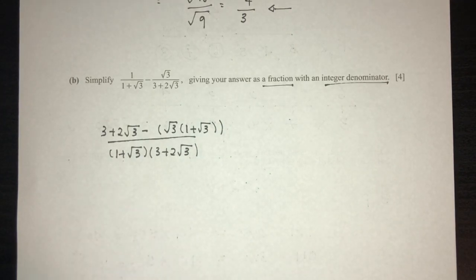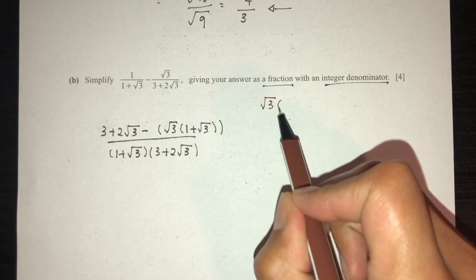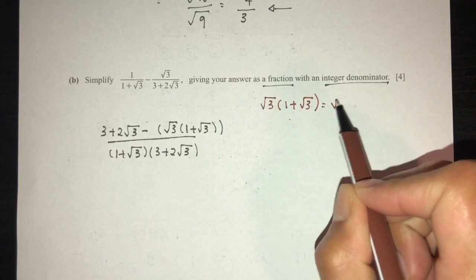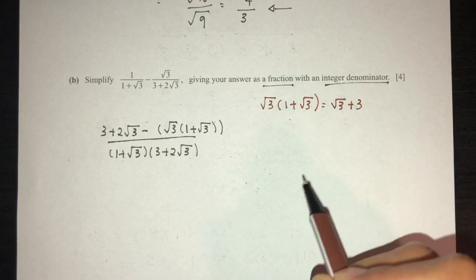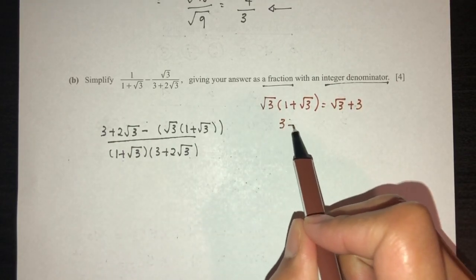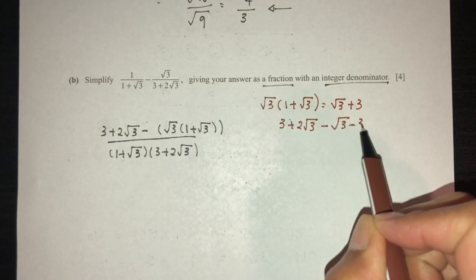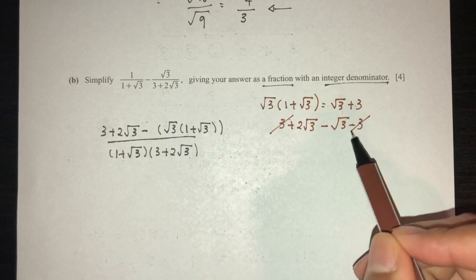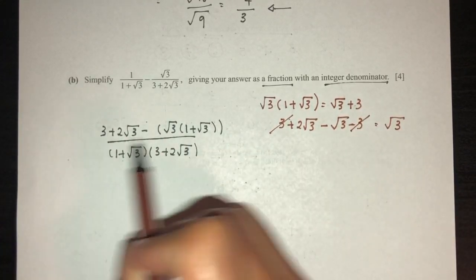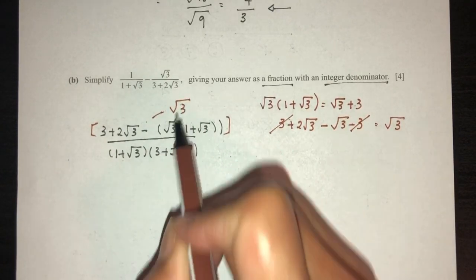So let's simplify and see what happens. So this one will give you what? So 1 plus root 3 should give you root 3 plus 3. Okay? And if you simplify this, so you have 3 plus 2 root 3 minus root 3 minus 3. This one cancels out, and this one should give you root 3 for your top. So this top here becomes root 3. How about the base?